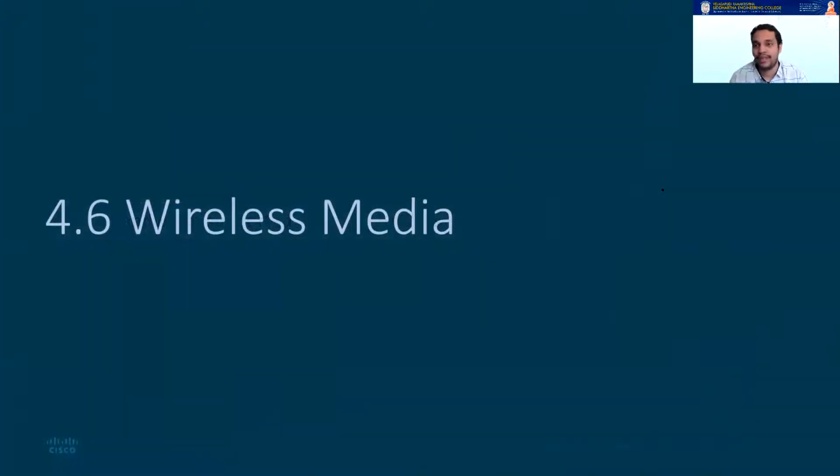Now, let's go for the wireless media. We have talked until now about wired media, copper cables and optical fibers. So copper cables, we have three different types. Just to summarize, copper cables, we have three categories. One of them is UTP, the other one is STP, and the other one is your coaxial cable. Optical fibers, single mode fiber and multi-mode fiber. Now let's talk about wireless media.